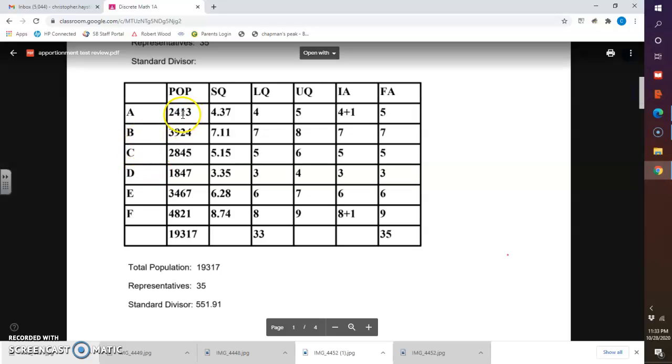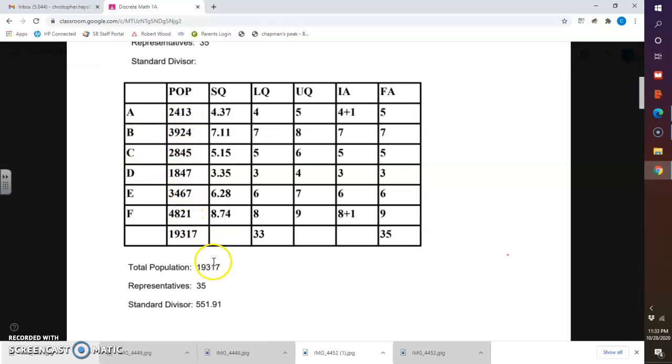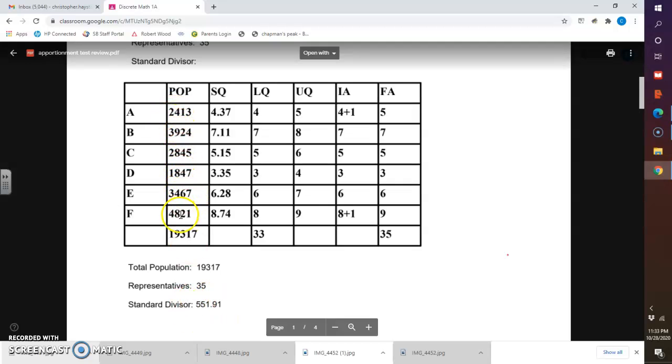Alright, the first thing we're going to do is get our total population by adding all the populations. We get 19,317. We divide that by the reps, and that's how I get this standard divisor. So 19,317 divided by 35 is 551.91. I take this standard divisor and I divide it to each population.